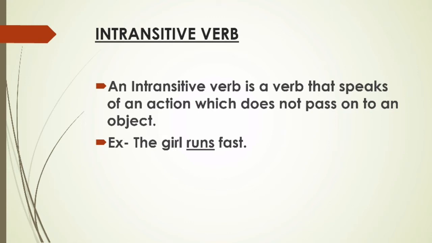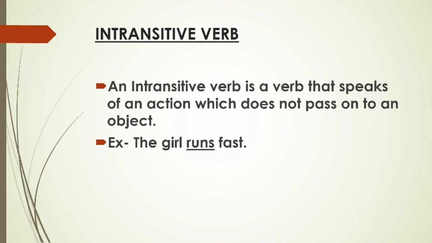Intransitive verbs, what are they? These are the verbs that speak of an action which does not pass on to an object. We have seen that transitive verbs are the ones in which the action passes from doer to receiver. But in intransitive verbs, it doesn't happen. That means in an intransitive verb, the action does not pass on to an object because there is no object, right?